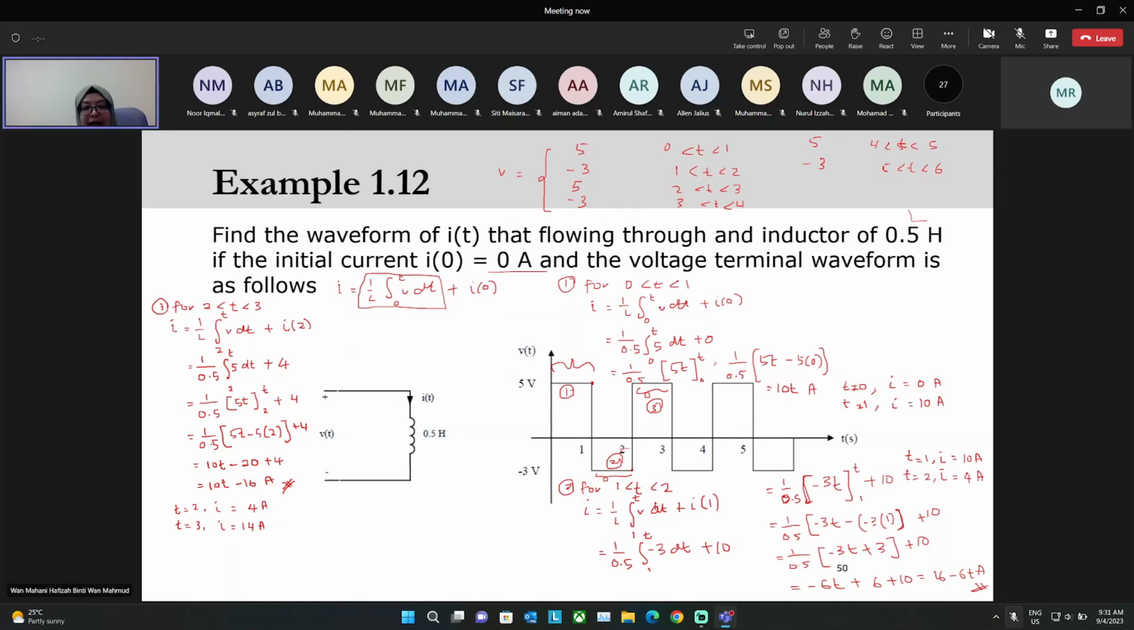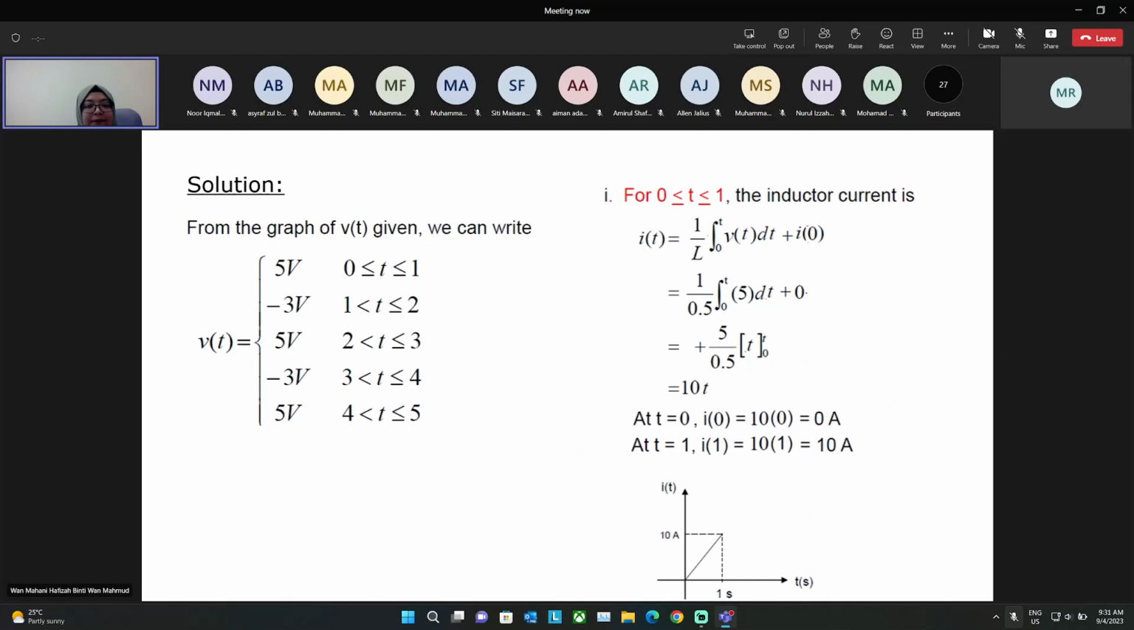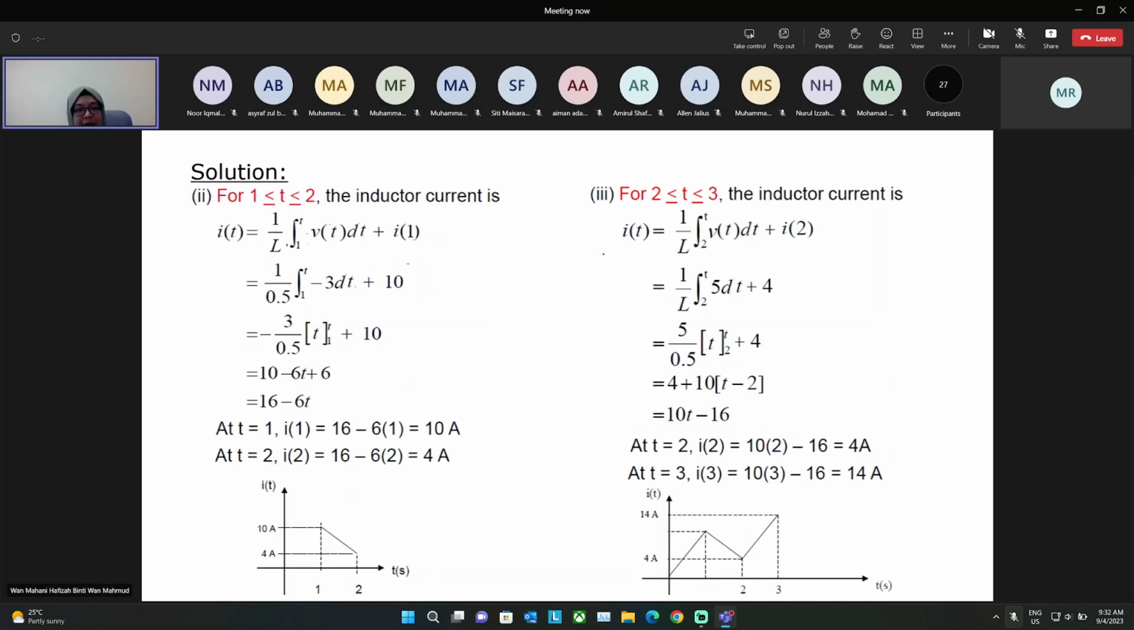Okay, kalau dalam slide ni memang dah ada lah sebenarnya. Ini dia punya carian voltage. Ini macam yang saya buat sebelum ni lah. You dapat 10T, you ganti. And then ini adalah dia punya graf dia. Pada masa kosong, dia kosong. Pada masa 1, dia naik 10. So, this is the graph. So, linear graph 10T. Goes for between 1 to 2. You kira dapat 16 tolak 6T. Ganti value dapat ni. And this is the equations.